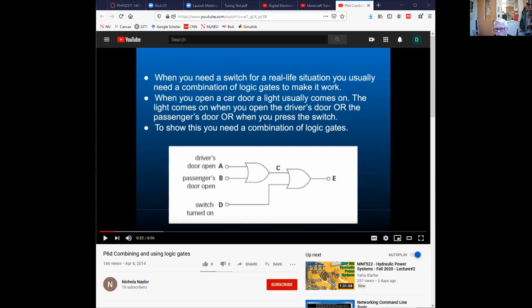Okay, the point of this short video is that here's something that's actually in use where you're going to use logic to do something, to turn on the light when you open the door in your car. The driver's door, or the passenger door, or when you press the switch. To show this, you need a combination of logic gates. The two gates in this example are both OR gates.